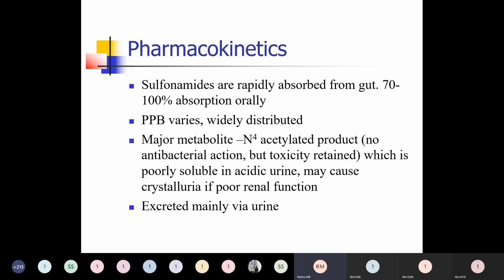The major metabolite formed is the acetylated metabolite, which is less soluble in the urine, and therefore it gets precipitated, resulting in crystalluria, which is a major drawback of sulfonamides.